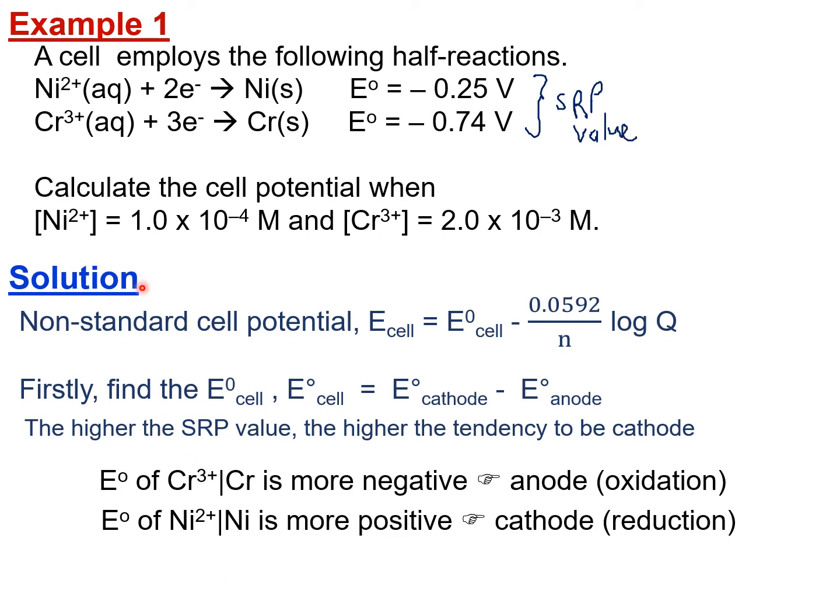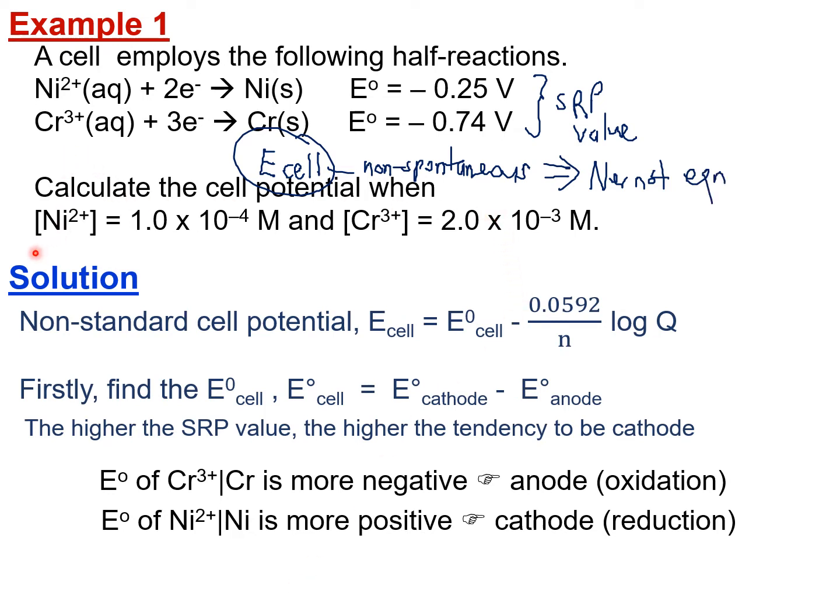Lepas tu dia bagi tahu calculate the cell potential. Cell potential tadi kita dah belajar, dia punya simbol dia ialah Ecell, di mana Ecell ni ialah non-spontaneous cell potential. Okay. Kalau non-spontaneous cell potential, macam mana kita nak cari? Kita boleh cari dengan menggunakan Nernst equation. Okay, that's why you have to hafal Nernst equation tersebut.